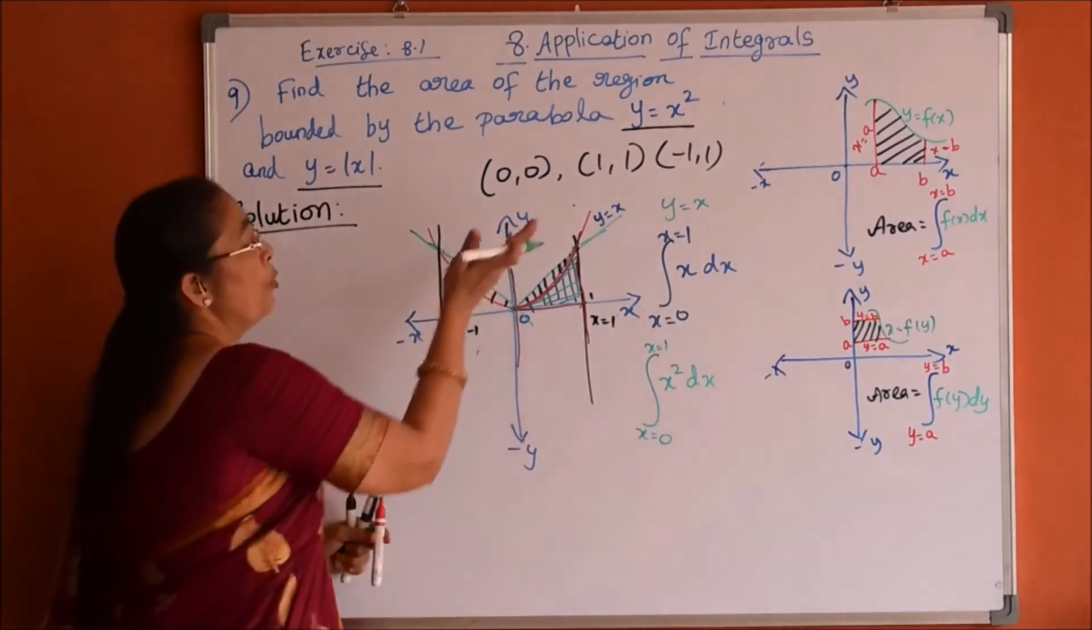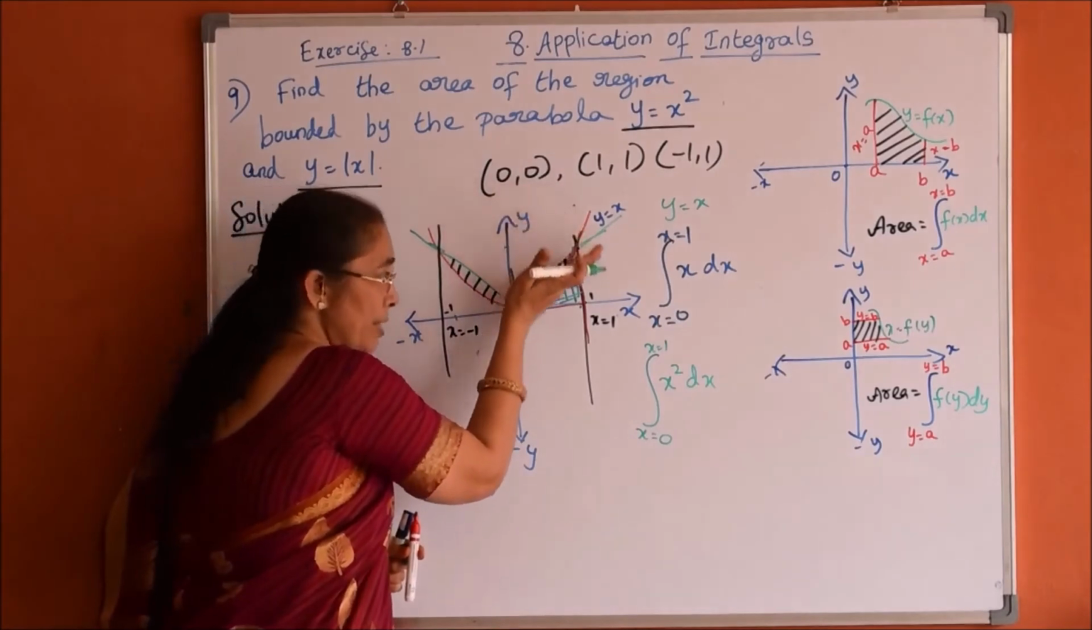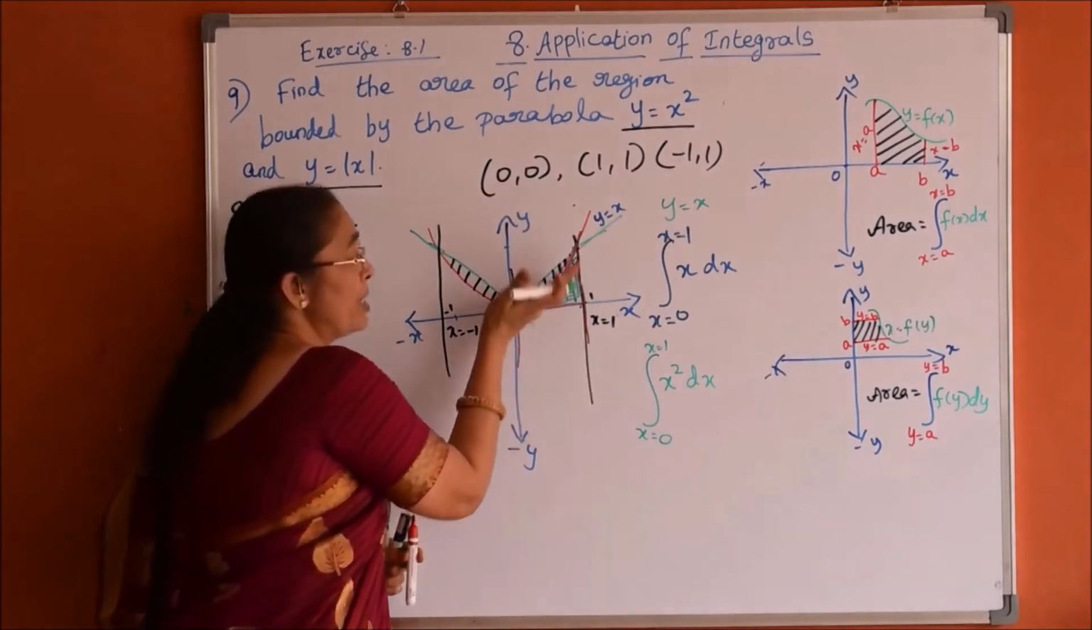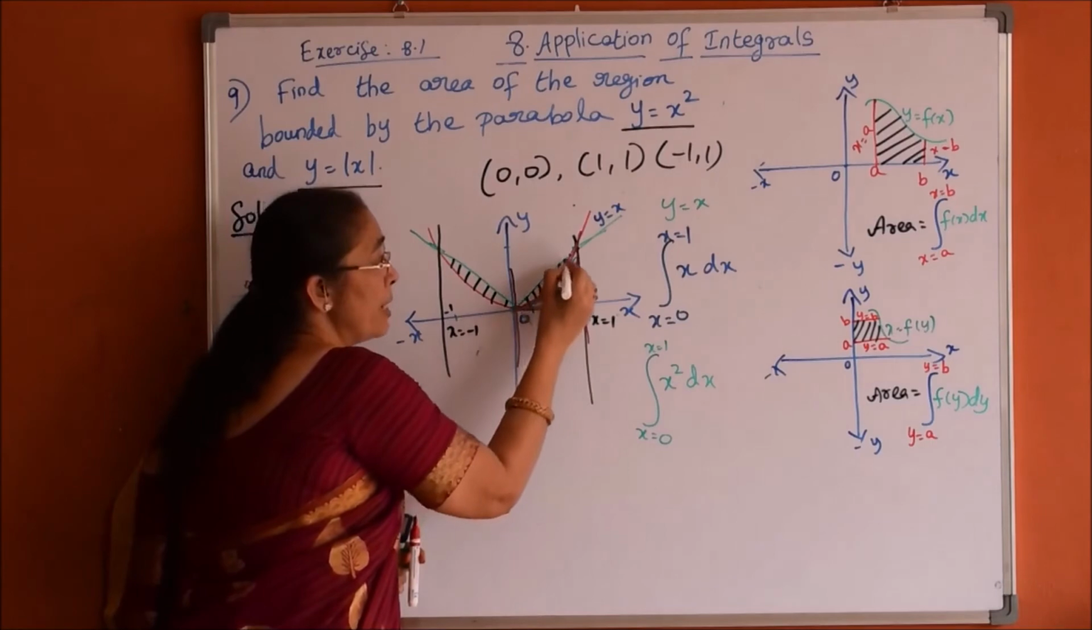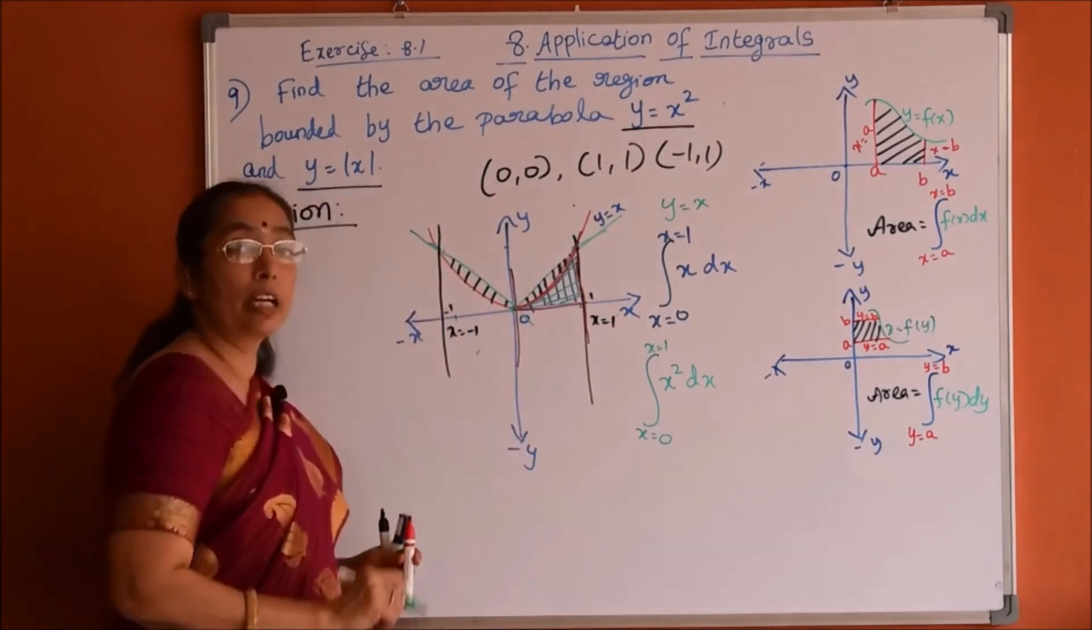Now from the area covered by the straight line with the x axis, if we subtract the area covered by the parabola with the x axis, we will get the required area.